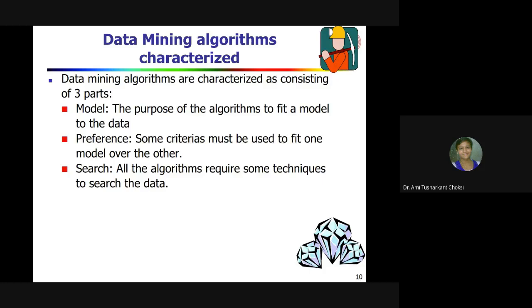Search. All the algorithms require some techniques to search the data. So for data mining algorithms, we consider that these are the three characteristics for characterizing the algorithms. Right? They are the model, preference, and search. Fine.